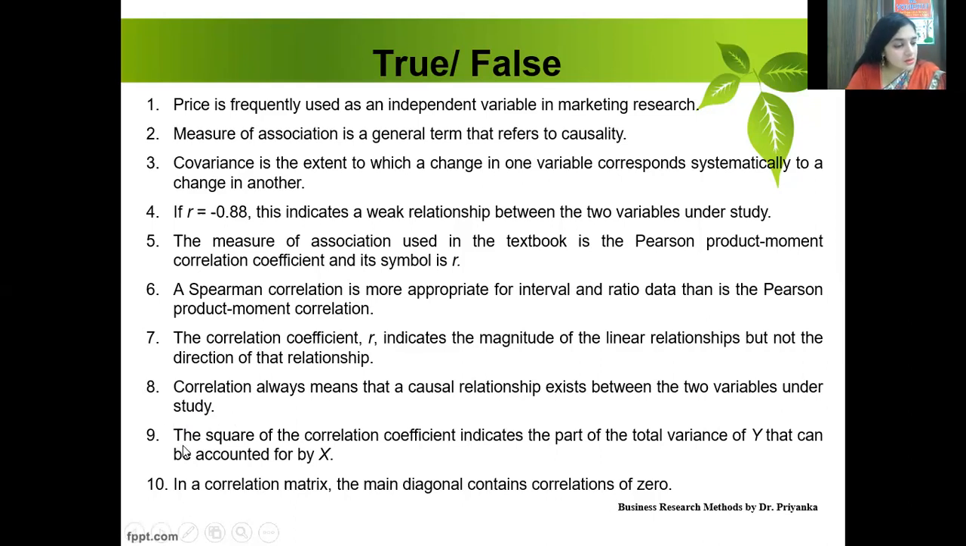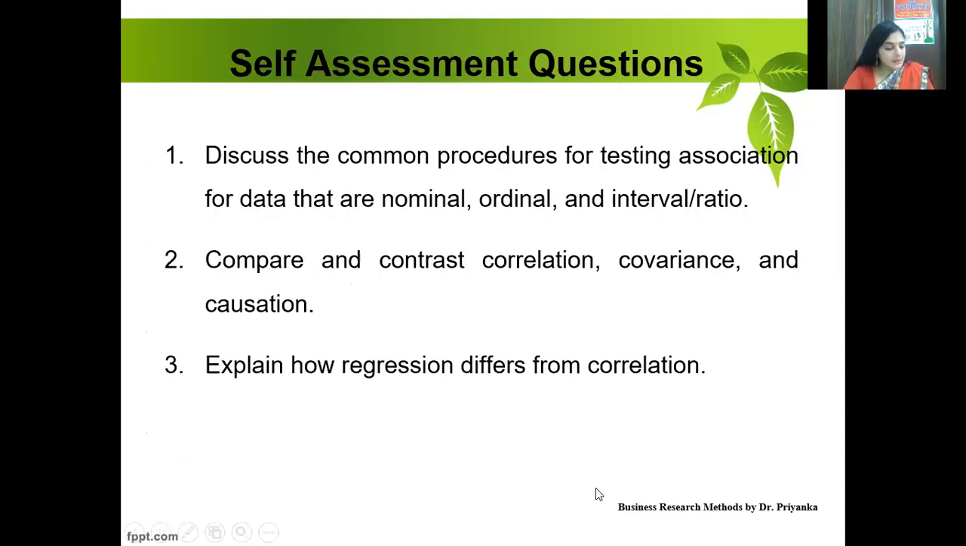Ninth: the square of the correlation coefficient indicates the part of the total variance of y that can be accounted for by x. Yes, true. Tenth: in a correlation matrix, the main diagonal contains correlations of 0. Is it? The main diagonal actually consists of correlations of 1.00, because it is the correlation of a variable with itself, right? So it is always 1. So it is false.